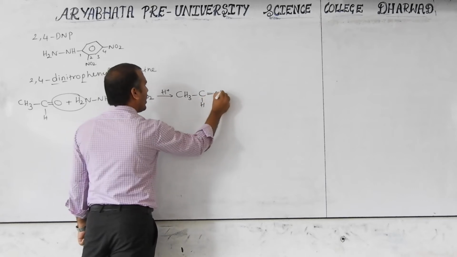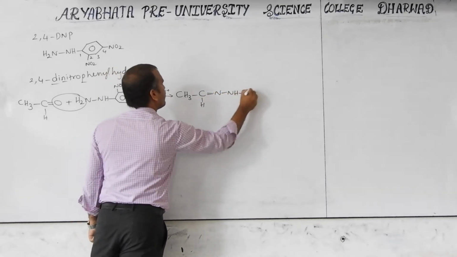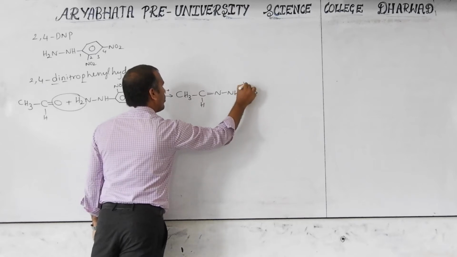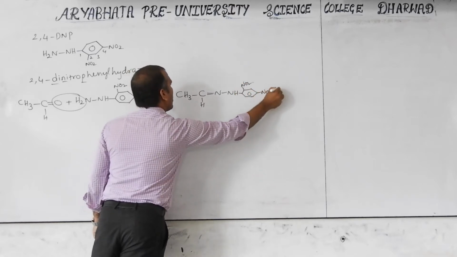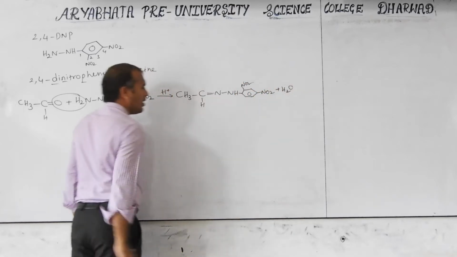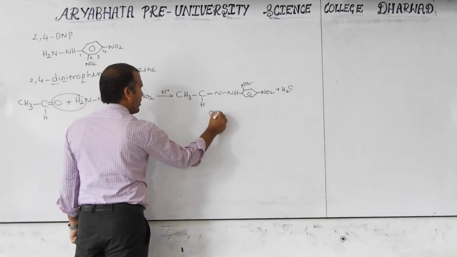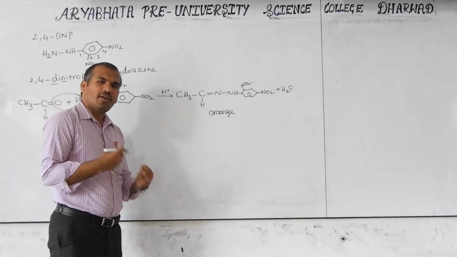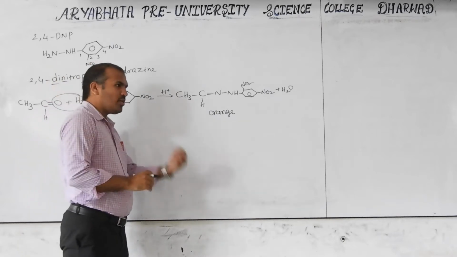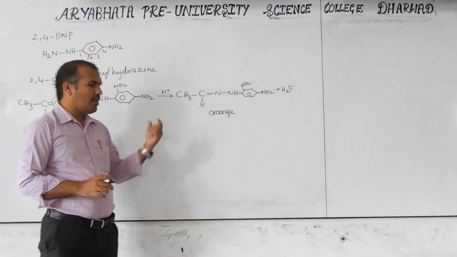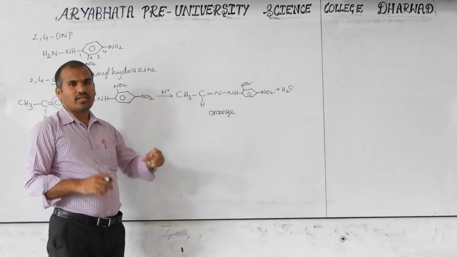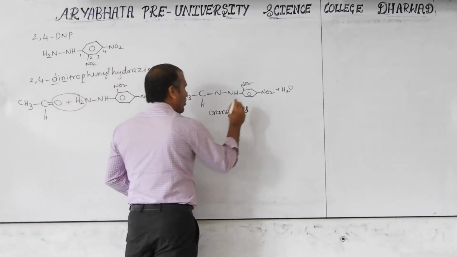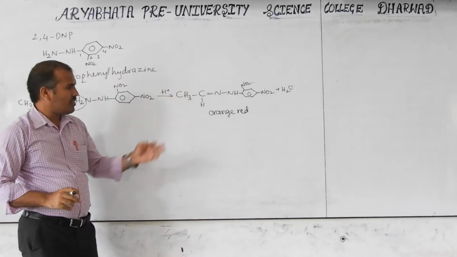CH3CH double bond N NH, with NO2, along with this water molecule. This is generally orange red. Some books may give orange, some books may give red, some books give orange red also. Anyway, you will do it in your laboratory. Practically, we can prove whether this is orange red or red. You will do this in your practical exams also.